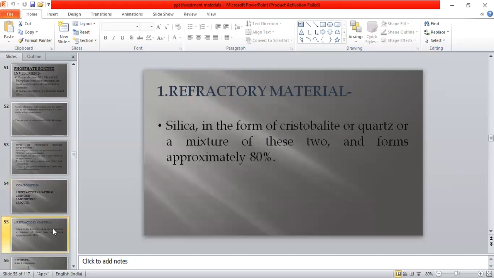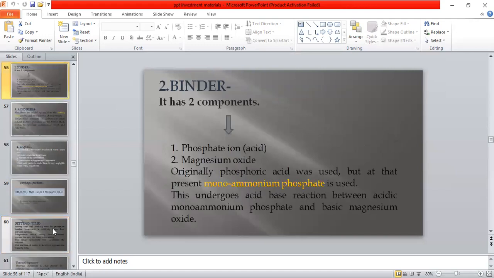So first comes the refractory material, silica in the form of cristobalite or quartz or a mixture of these two, which forms approximately 80%. Then next comes the binders. Here the binder has two components, that is the phosphate ion in the acidic form and magnesium oxide in the basic form. So originally phosphoric acid was used, but at present mono ammonium phosphate is used.